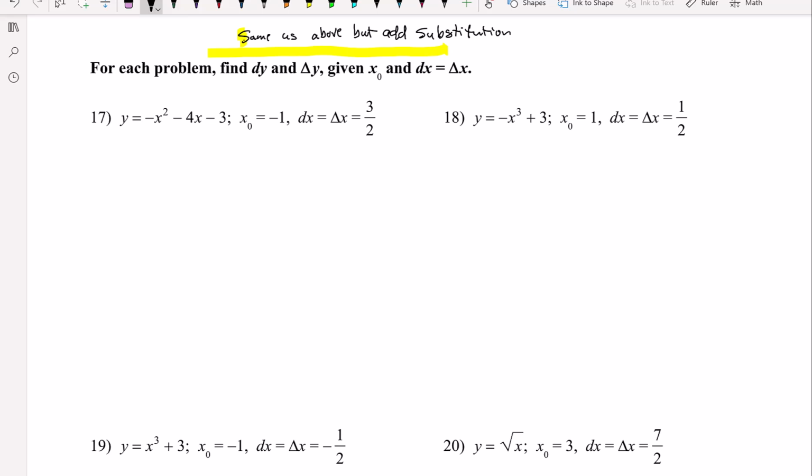Okay, now we're taking a step further. For each problem, find dy and delta y given x-naught and dx, which is the same essential thing as delta x. Okay, so notice, this is what we're given. So when you do what we did before, when we're finding our dy and delta y, we're going to then use these values that we have to plug it in.